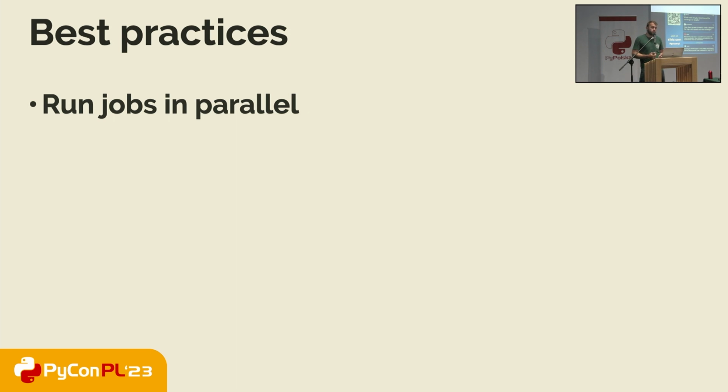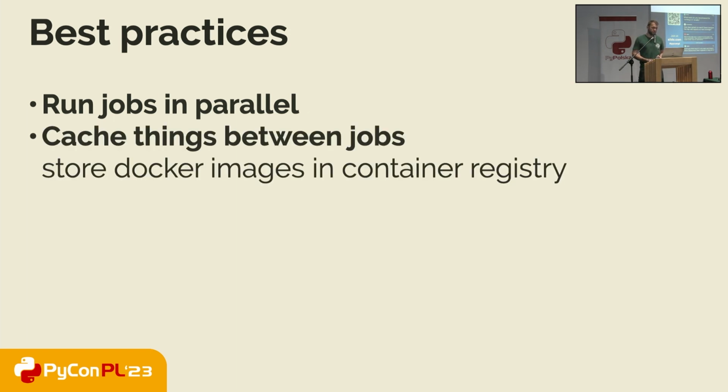So speaking of best practices, run jobs in parallel so they will finish faster. Cache things between jobs. For example, you can build a Docker image in the first job and then share it between the other jobs instead of rebuilding it from scratch. Fail fast. Don't waste computing credits waiting for a job to finish if the first sign of a problem is enough.